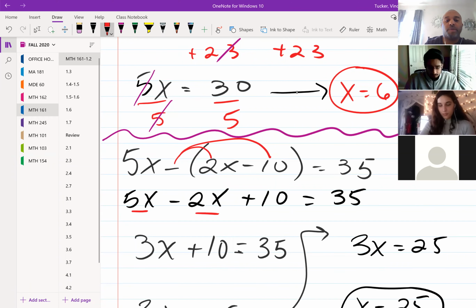All right, now subtract 10 from both sides. 10's cancel on the left, leaving you with 3x. And then 35 minus 10 is 25. So we have 3x equal to 25. Divide by 3. Threes cancel, and your solution is 25 over 3.